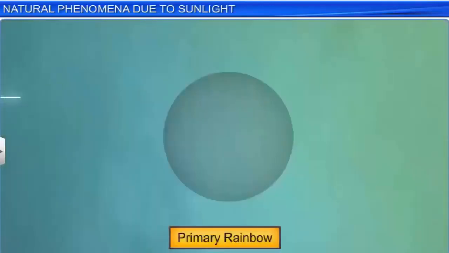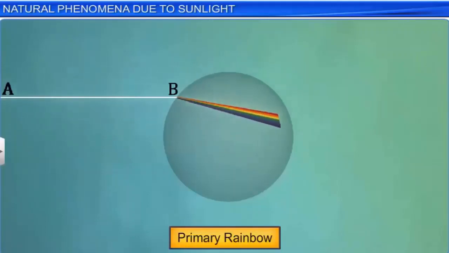The sunlight refracts through the water drop at point B and is dispersed into its constituent colors. The red light with the longer wavelength is bent the least, and the violet light with the shorter wavelength is bent the most. A part of the light is then internally reflected from the back surface of the water droplet. The path of the least deviated red light is represented by BCD, and that of the violet light is represented by BCD'.